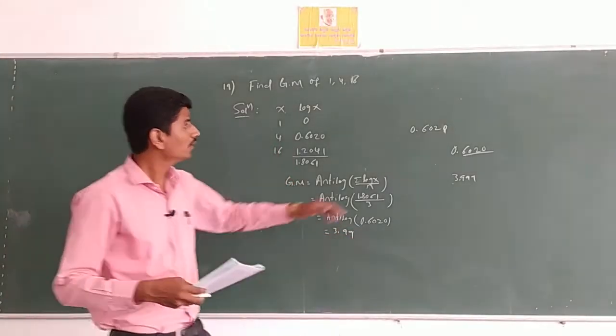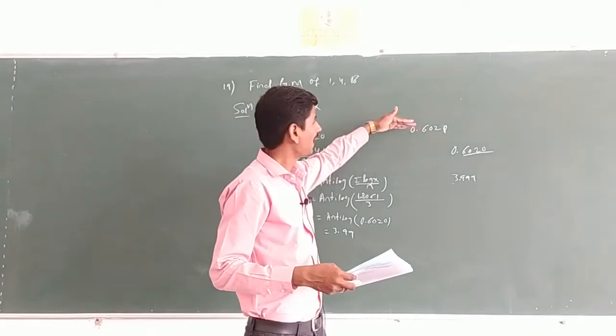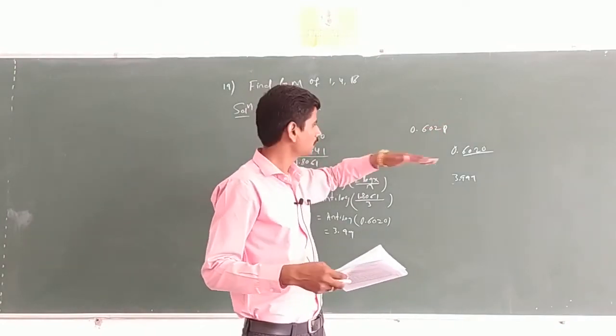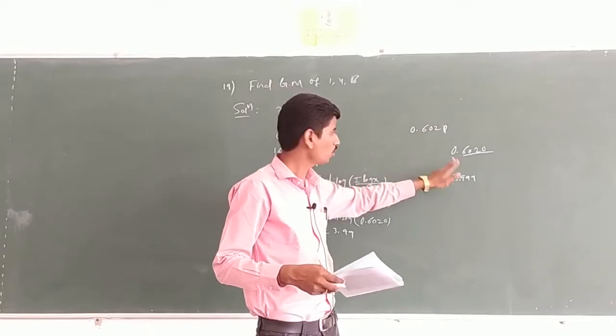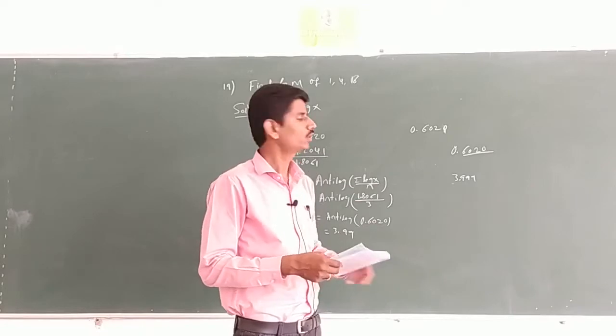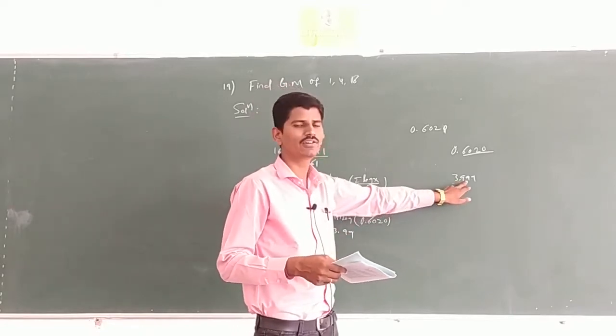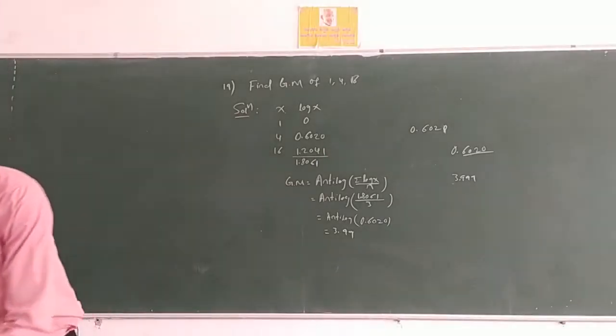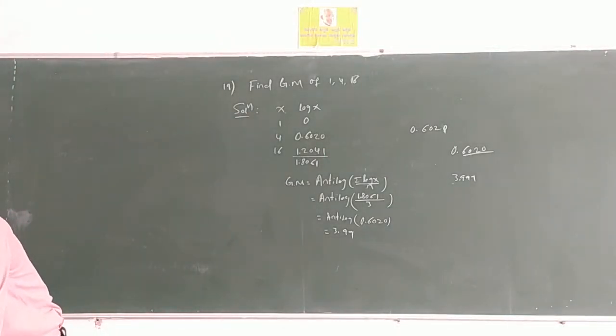In anti-logarithm, character plus 1. Here the character is 0, 0 plus 1 is 1. Then put the decimal point after the first digit. Suppose it is 1.6020, then the character is 1, 1 plus 1 is 2, so put the decimal point after the second digit, and you will get 39.99.